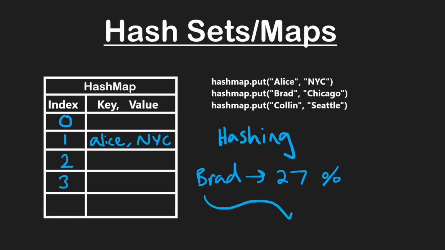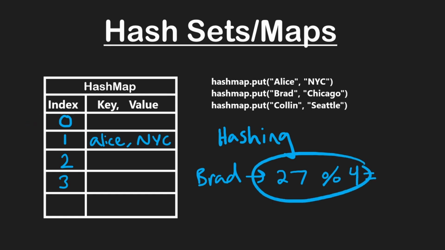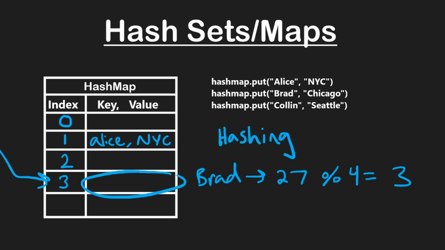So now finally, let's get back to Brad. Instead of modding it by 2, now that our hash map is size 4, we're going to be modding this by 4. 27 modded by 4 is 3. So in this case, we don't have a collision. And it makes sense because our chances of a collision have definitely decreased. We have a bunch more empty positions. So Brad is going to go over here, and the city that Brad lives in is Chicago.